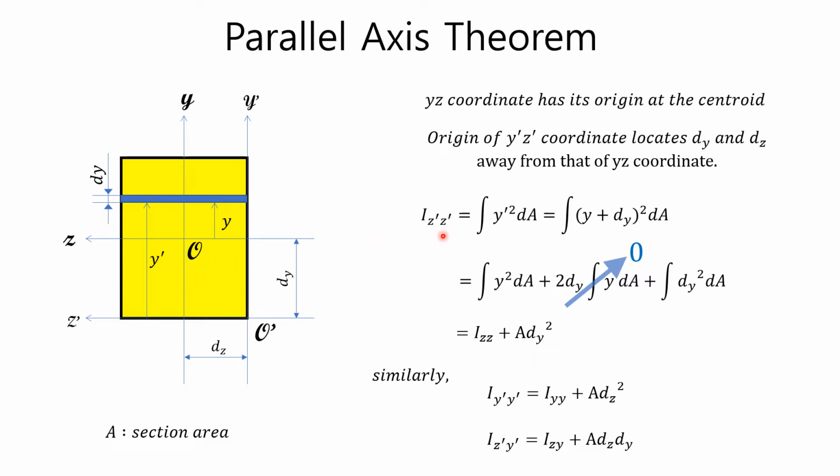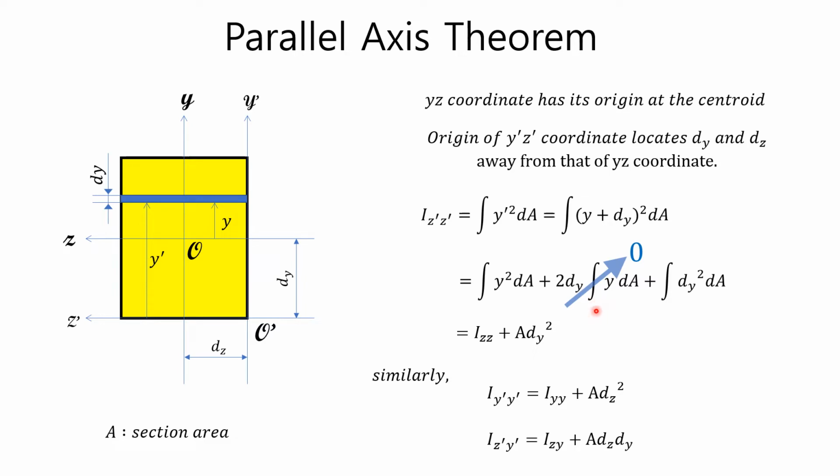From the definition, we can calculate the second moment of area for the yz prime coordinate. y prime equals y plus dy here. Therefore, we have three integral terms. The middle one equals 0 because the first moment of area is 0 when its origin is at the centroid.